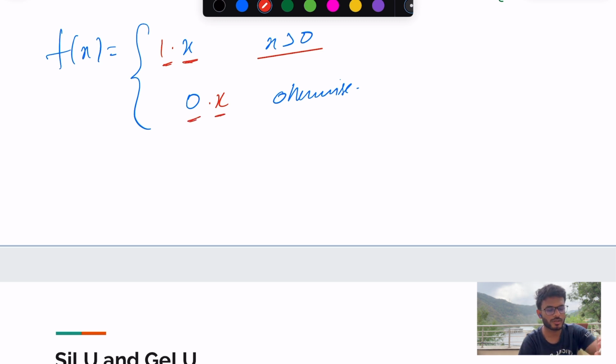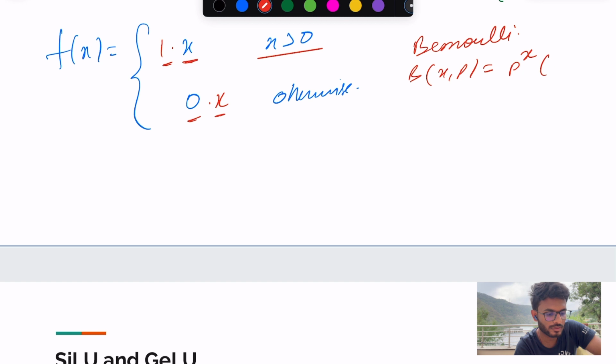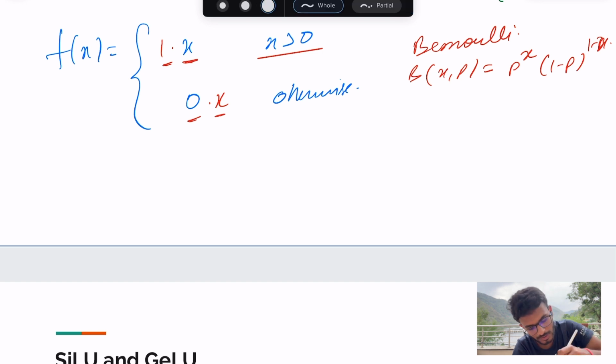Now as this 1 or 0 comes, there is a distribution which follows the same behavior, which is a Bernoulli distribution. Bernoulli of x comma p is p raised to the power x times (1 minus p) raised to the power 1 minus x. This is the PDF of the Bernoulli distribution. So this somewhat makes sense.